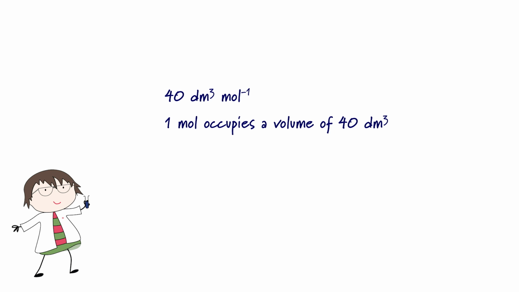But what is a molar gas volume? Well, this is where units are really useful. 40 decimeters cubed per mole. 1 mole occupies a volume of 40 decimeters cubed. When they vaporized the sample, they didn't get 40 decimeters cubed. They got 72 centimeters cubed. But I can use this information to find out how many moles were in that mass.